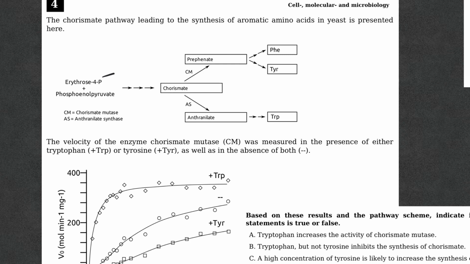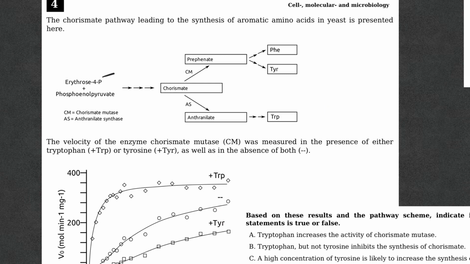Now, the velocity of the enzyme chorismate mutase. So what is the velocity of any enzyme? Velocity is the speed, or in this context, the amount of product that we'll be synthesizing. Which enzyme and which product? So chorismate mutase, and hence our product is prephenate. Okay, it was measured in the presence of either tryptophan or tyrosine, as well as in absence of both.